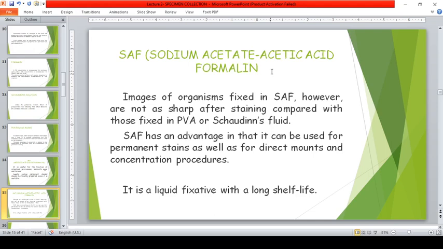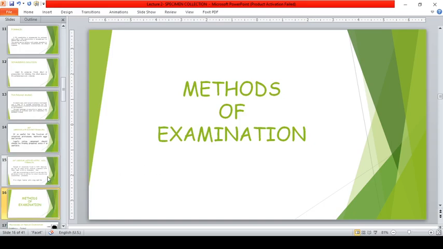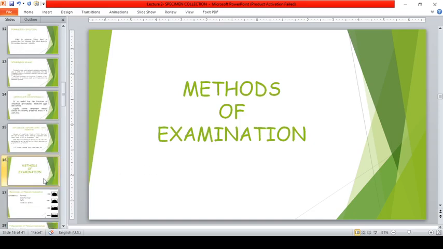Hindi kagaya ng gumagamit ng MIF or the merthiolate iodine formalin that it must be freshly prepared because the Lugol's iodine is unstable. Okay? Aside from this, another advantage of the SAF is that it does not have a mercuric chloride which is present in both the Schaudinn's and the PVA. Therefore, it does not contain components that are highly toxic to humans. Okay, so we go to methods of examination.